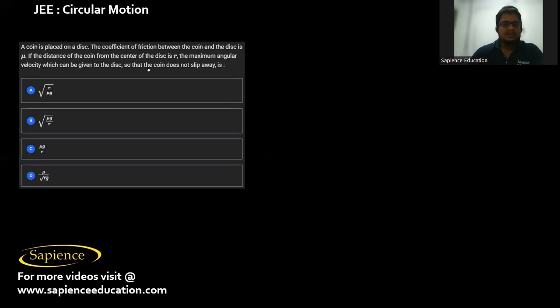Then here it is told a coin is placed on a disc. The coefficient of friction in between the coin and the disc is mu. If the distance of the coin from the center of the disc is r, the maximum angular velocity which can be given to the disc so that the coin does not slip away is okay.